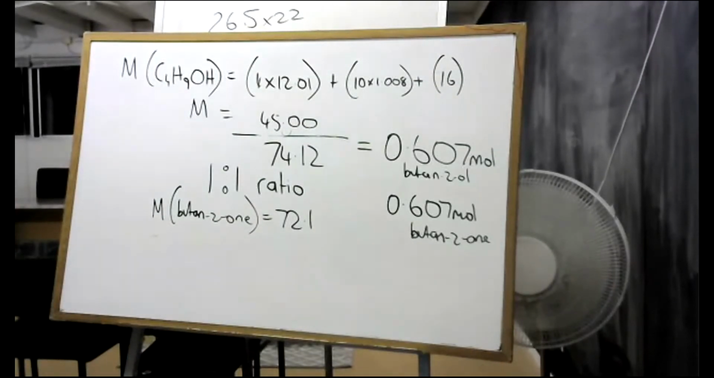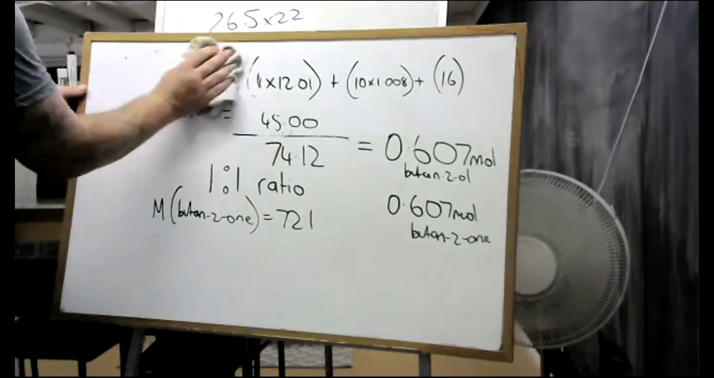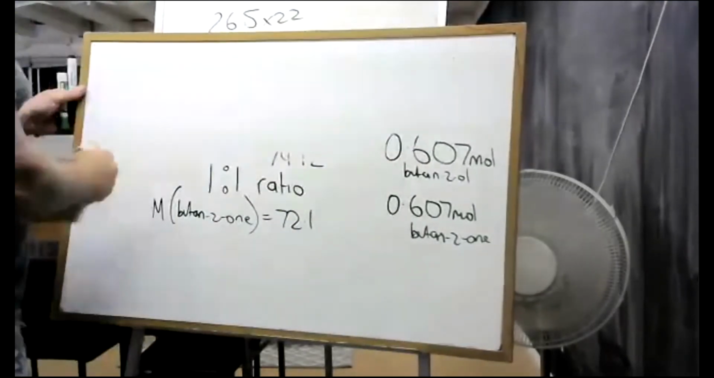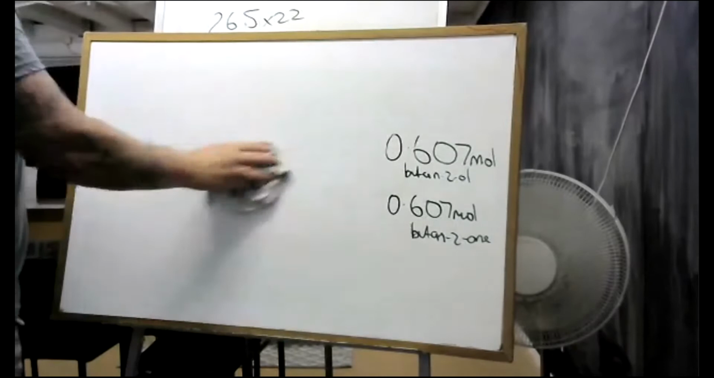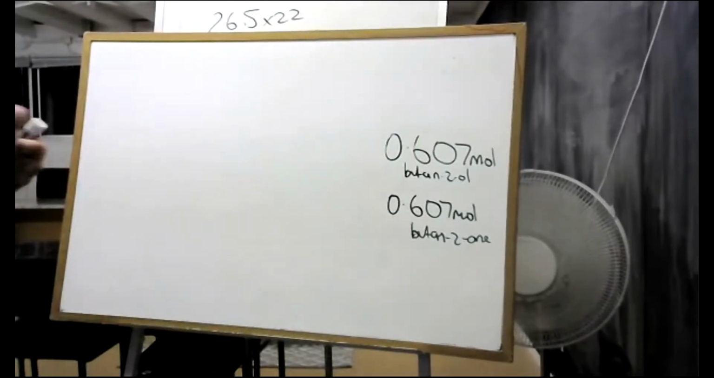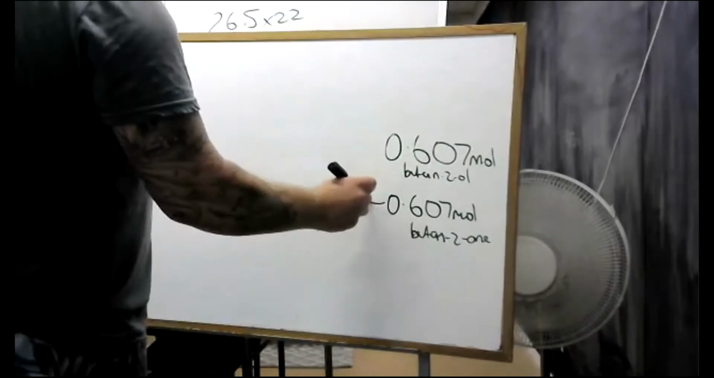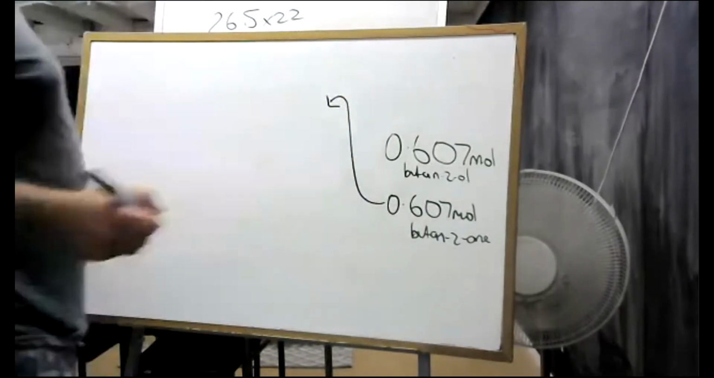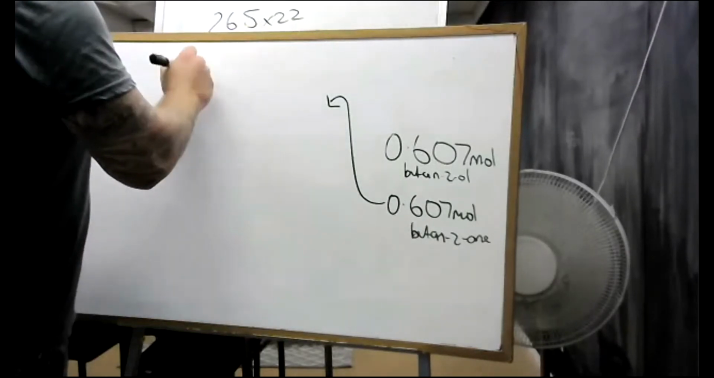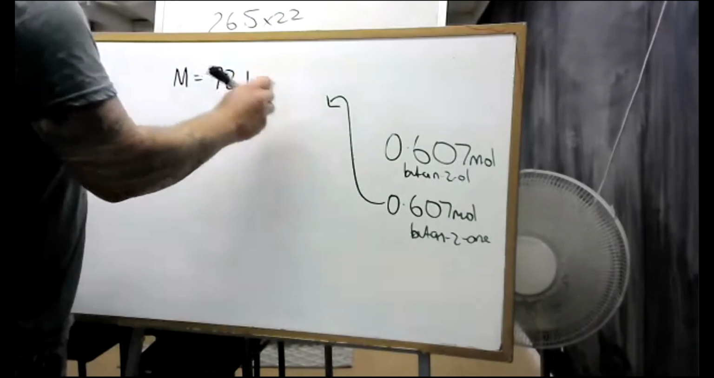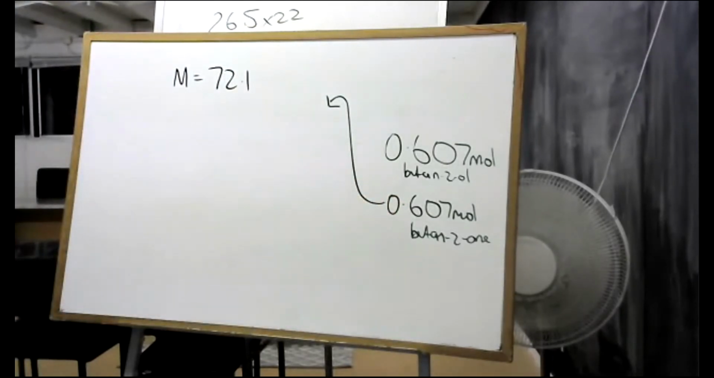So I'm going to wipe this off the board. So we have things to remember. We've got 0.607 moles of butan-2-one. How do we convert from moles to grams? So remember the molar mass of butan-2-one is 72.1. We just times it together.